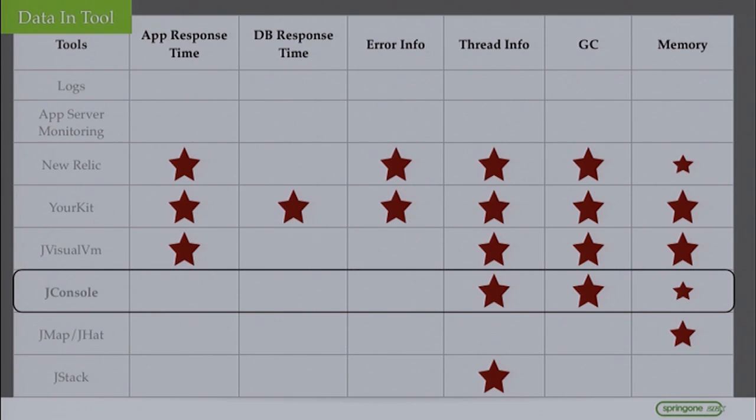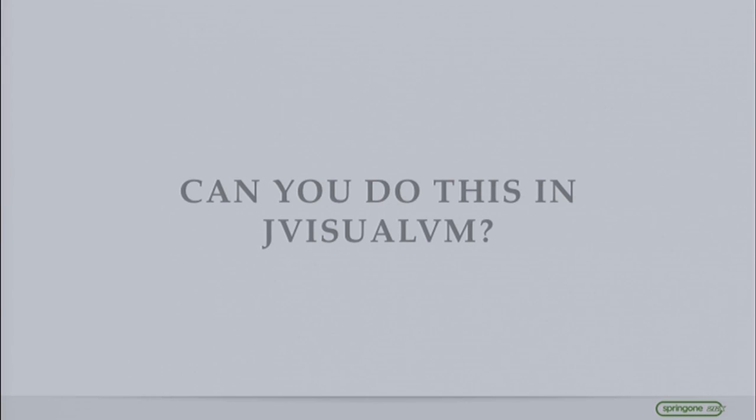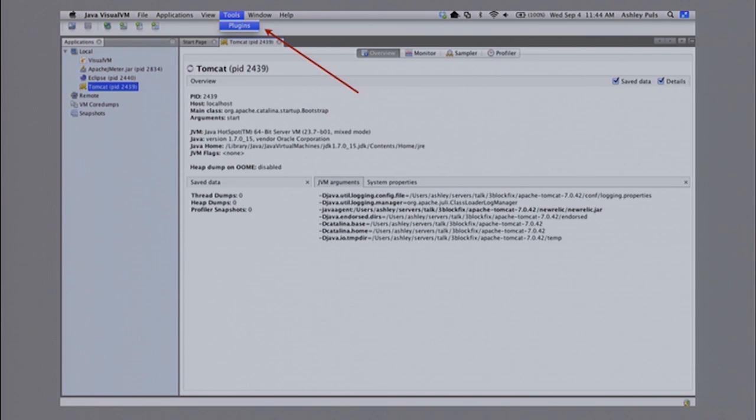So JConsole provides you the thread information, provides you the GC information, and provides you some basic memory information. Now one question some of you might be asking is, can't you do this all with jvisualvm? Isn't jvisualvm the tool that is supposed to replace JConsole, jmap, and all those tools? Well, the answer is yes, but you don't just automatically get the MBeans tab. You actually have to go up and install a plugin to get that tab.